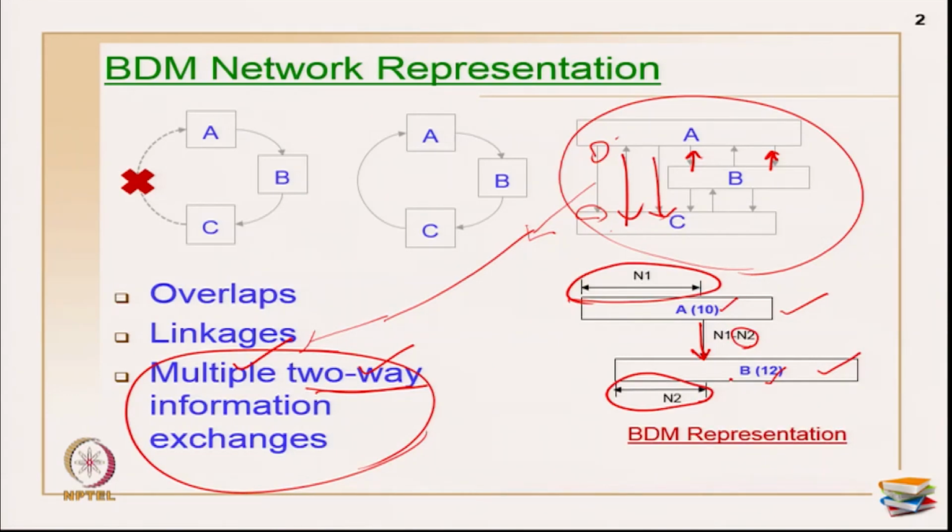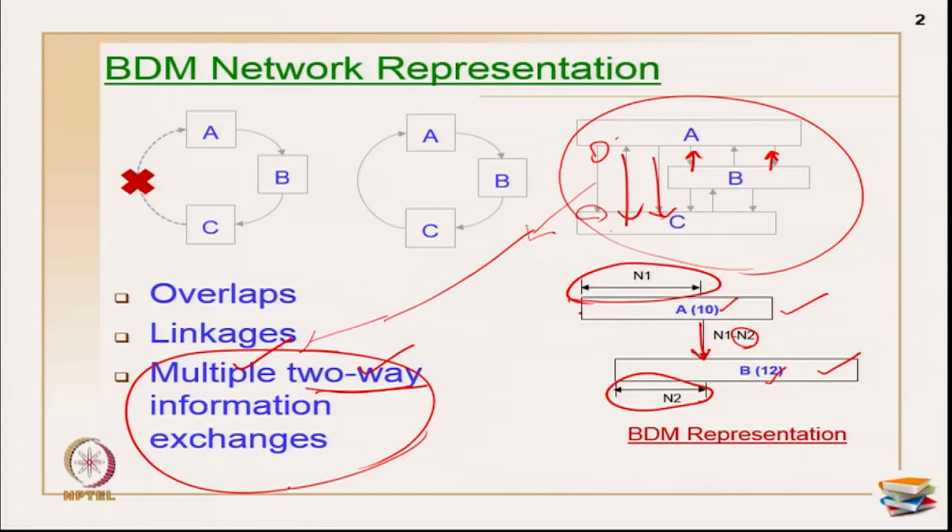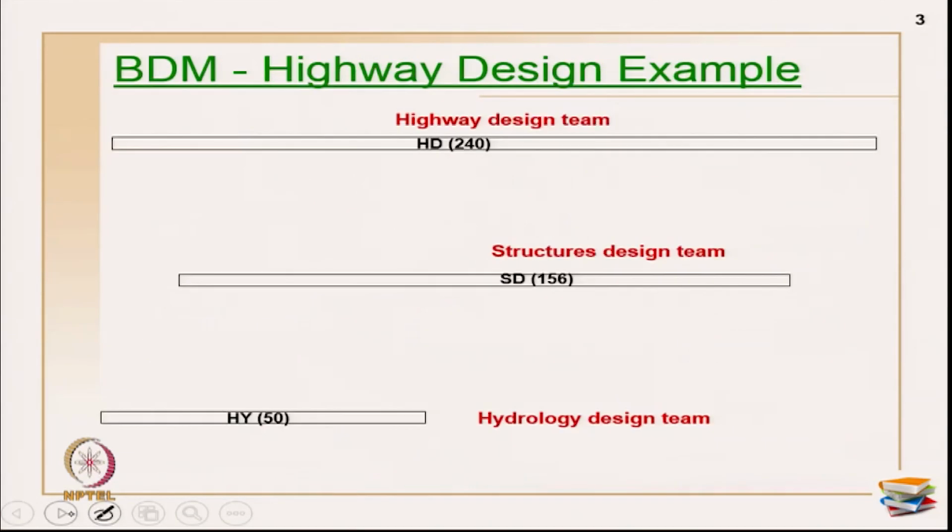So, N1, N2 is a linkage, and N1 is measured from the start of activity A, the time it takes to release the linkage. Maybe I can call this linkage P1. Maybe it is a parameter. So, this is the time that it takes for the parameter P1 to be released from A, N1, and the same parameter P1 is required by B at the time called N2. That is how the BDM representation goes.